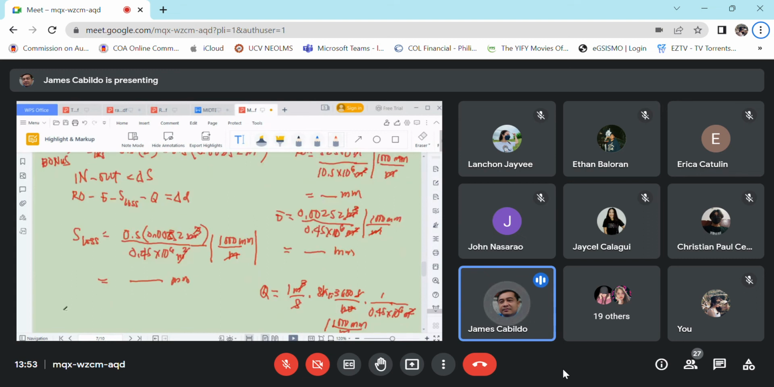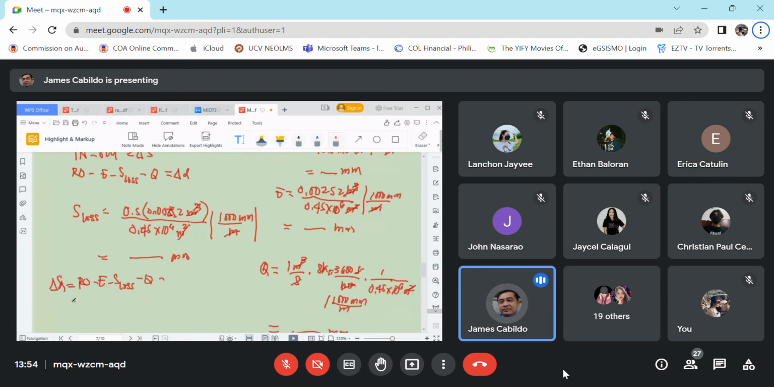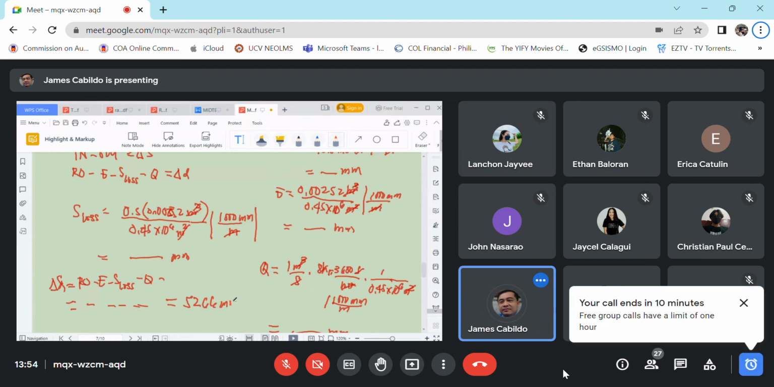Right, pinagko-combine natin ito. Solve for delta D. Delta D is equal now to RO minus E minus seepage loss minus Q. Okay? So, substitute na lang natin kung ano yung mga values natin dyan, and then ang sagot ay 52.66 mm. Okay?